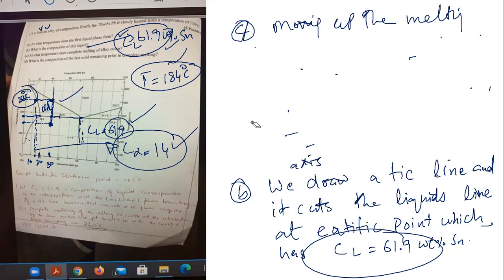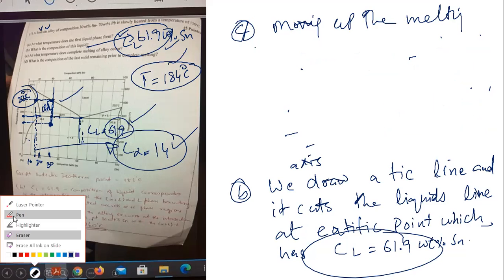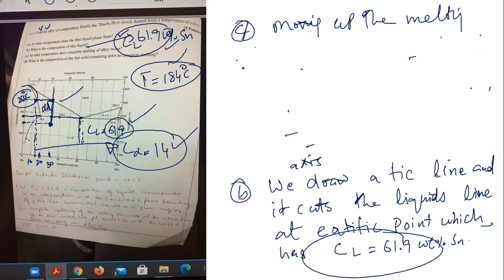Yes. Okay, so at this point, what was the CL? CL was 61.9, right? Okay, so this was CL, 61.9. And what was this point? This was 30%, right? So it was 30 weight percent. And what is C alpha? It is written here. It is 18.3, right? And C alpha is 18.3.